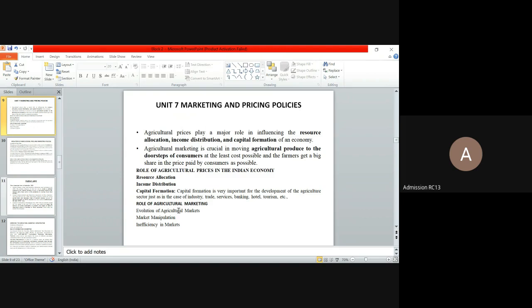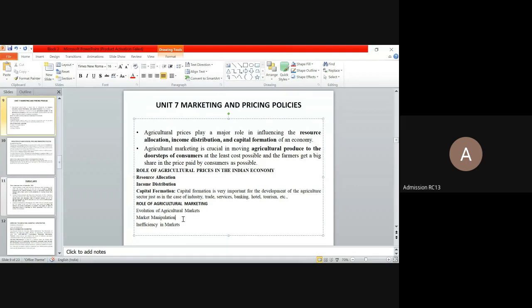Moving on to the role of agricultural marketing. Here two things we are discussing: the role of agricultural price in the Indian economy, and the role of agricultural marketing. Note that point: the role of agricultural marketing goes with the evolution of agricultural markets. So what type of markets do we have? At the state level we have APMCs. All the products produced through agriculture are taken to APMCs, and from there they move to wholesalers, then from wholesaler to retailer. This is how it goes.